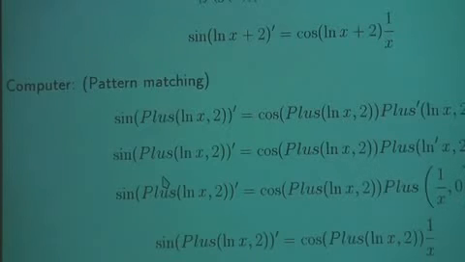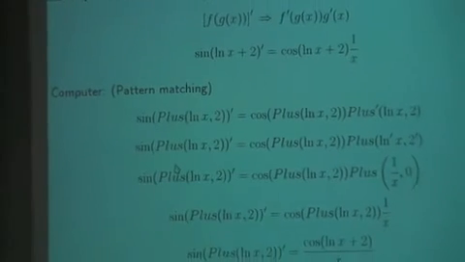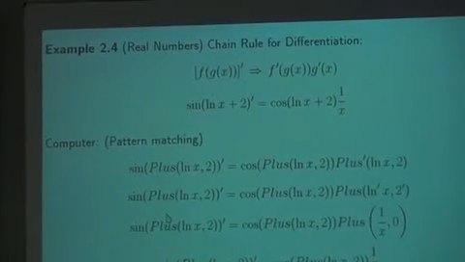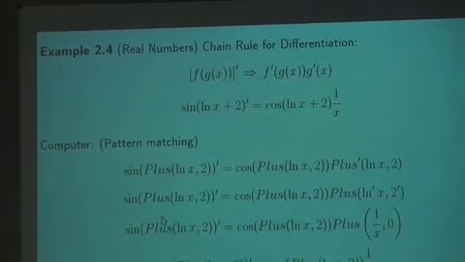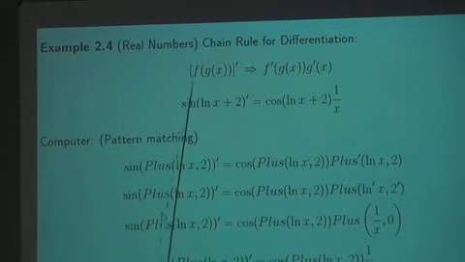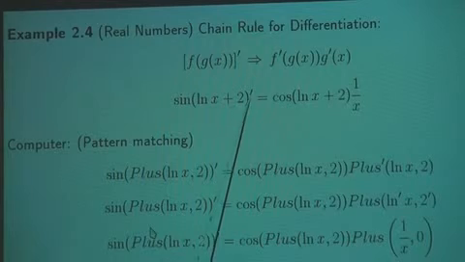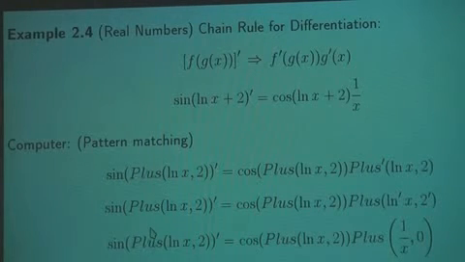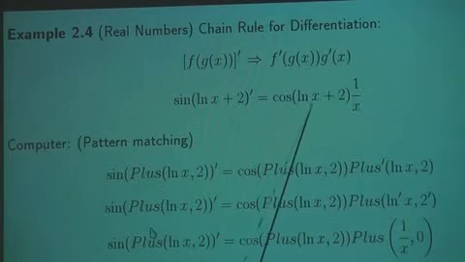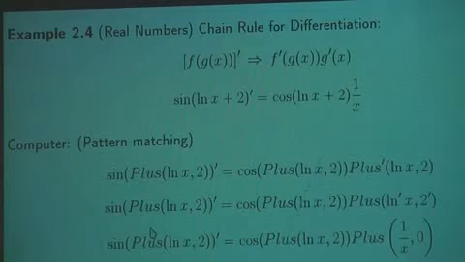Now, how do the computers do that? Let's look at an example again. We want to compute this expression. We have the sine of the log x plus 2, and now we want to know the first derivative of this. Which is the cosine of ln x plus 2 times 1 over x, because this 1 over x is the inner derivative of the natural logarithm of x.